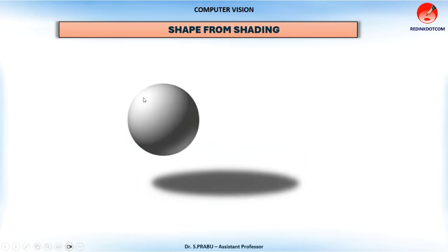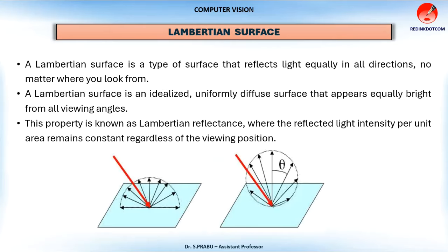For this concept, we can assume the surface is a Lambertian surface. A Lambertian surface is a type of surface that reflects light equally in all directions, no matter where we look from. This means it appears equally bright from every viewing angle. Such surfaces scatter light uniformly and do not have shiny reflections. This property is called Lambertian reflectance, where the reflected light intensity remains constant regardless of the observer position.